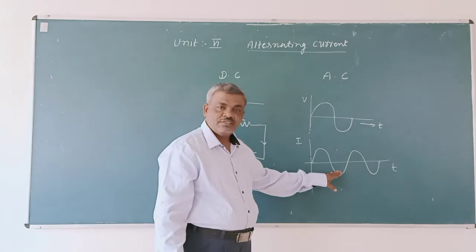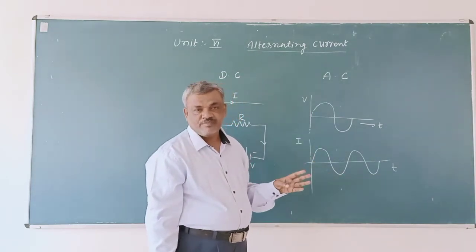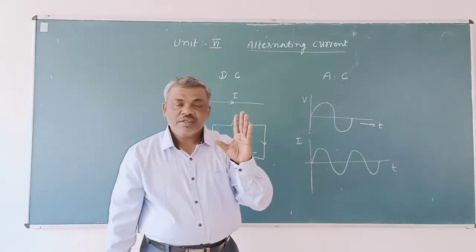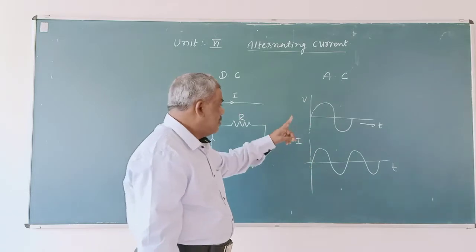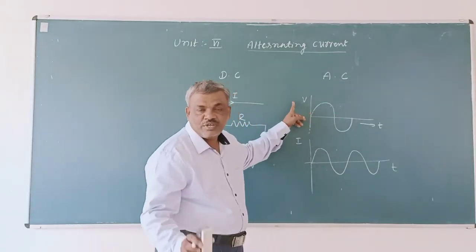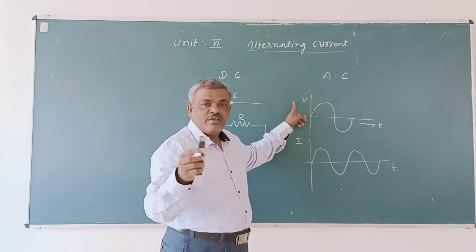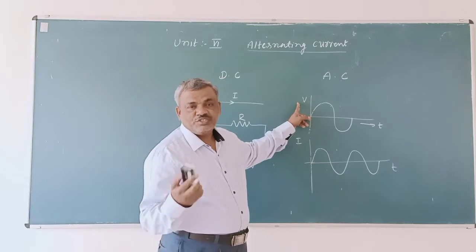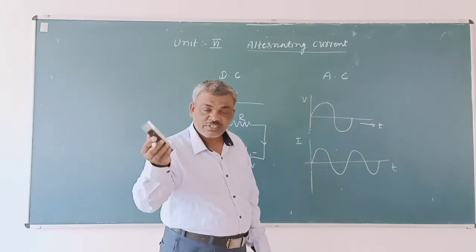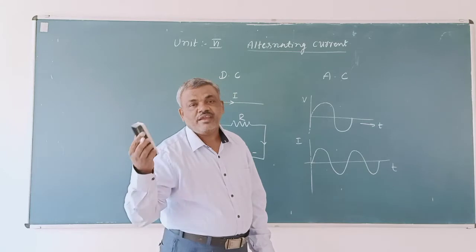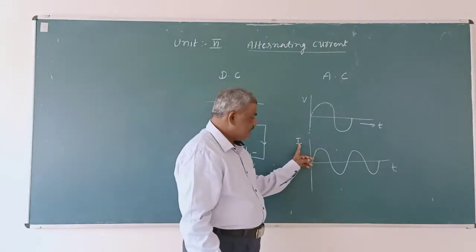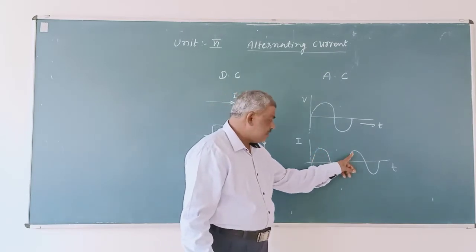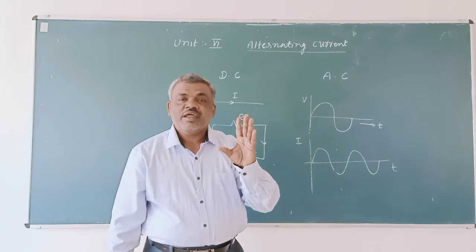Every half cycle the direction must change. The current which varies periodically with time is called alternating current. Now here two graphs are there, V versus time. The voltage that varies like a sine function with time is called alternating voltage, and the current that passes through the circuit is called alternating current. Now the second graph, current versus time. The current which varies periodically with time is called alternating current.